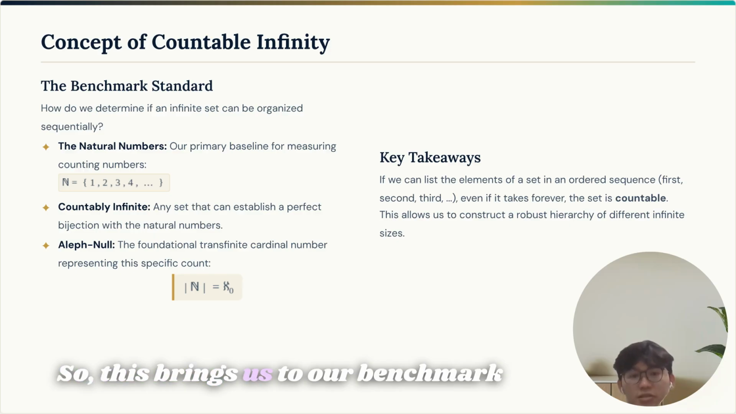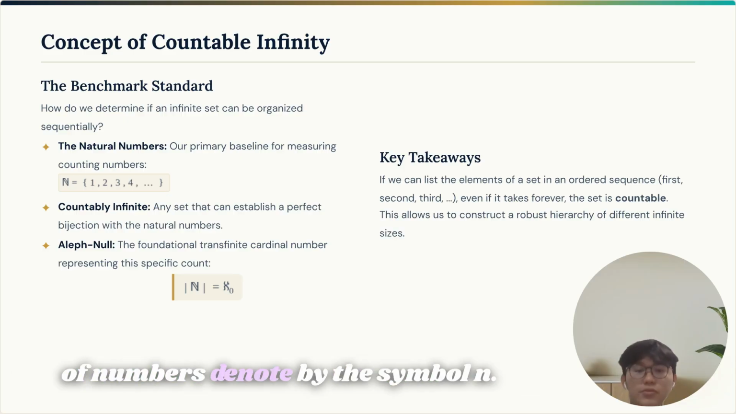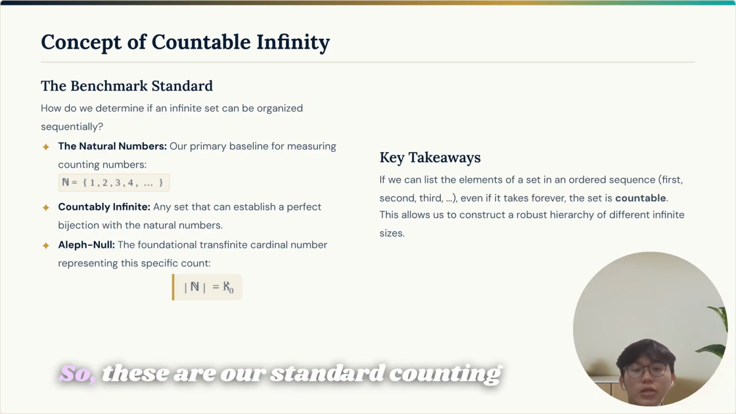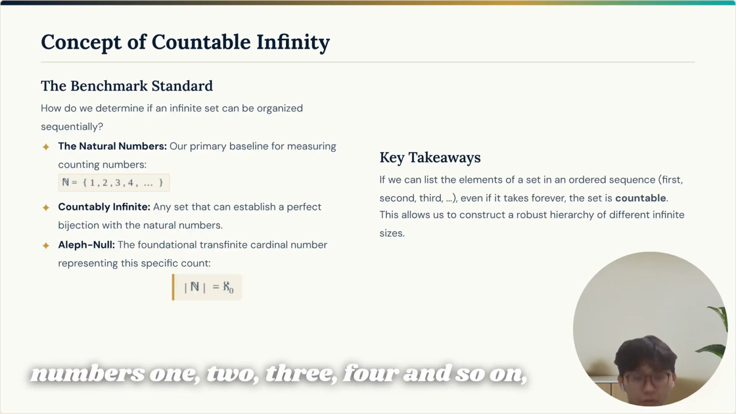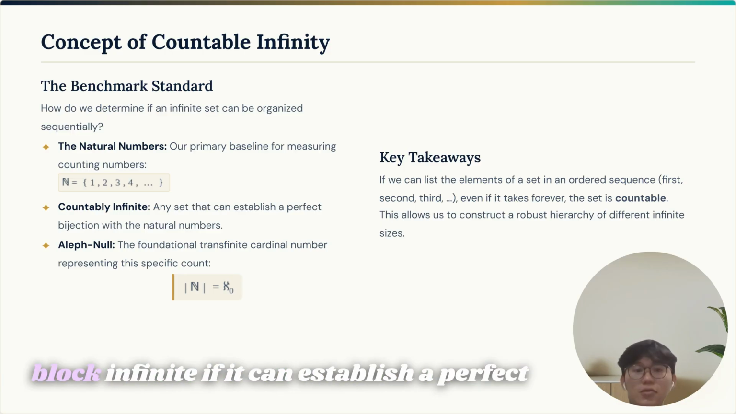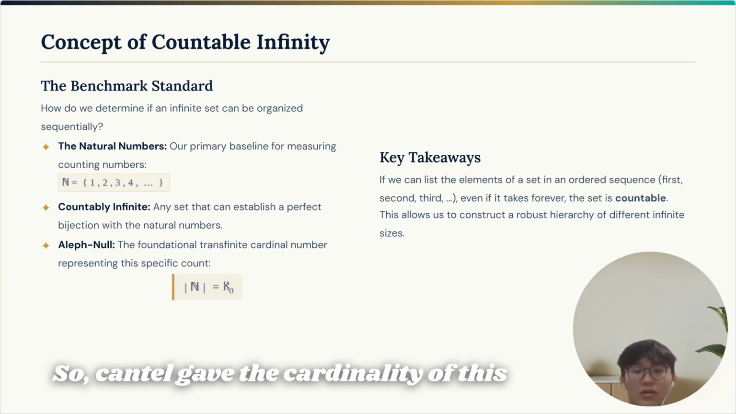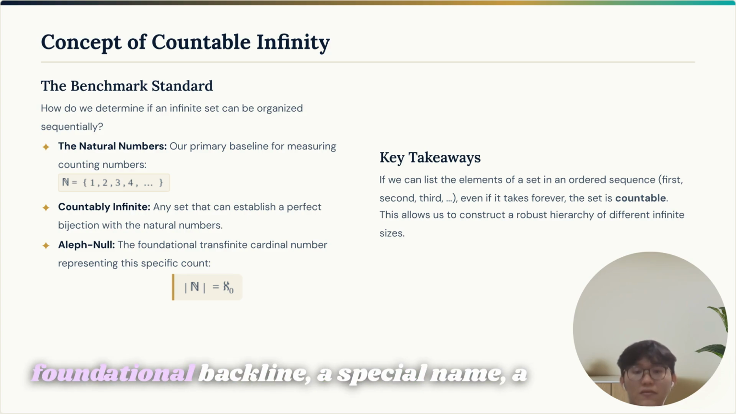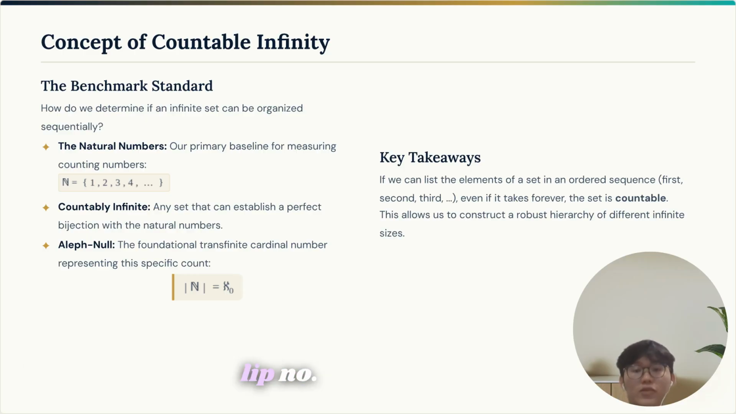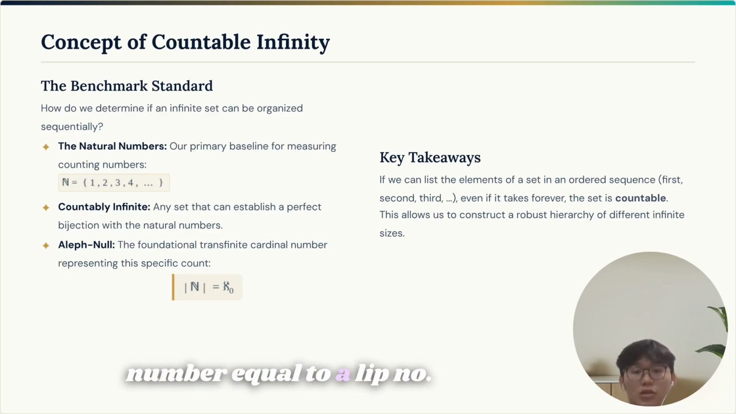This brings us to our benchmark standard for measuring infinity: the natural numbers, denoted by the symbol N. These are our standard counting numbers: 1, 2, 3, 4, and so on, extending forever. We define an infinite set as countably infinite if it can establish a perfect bijection with these natural numbers. Cantor gave the cardinality of this foundational baseline a special name, aleph-null, written as the size of the natural numbers equals aleph-null.